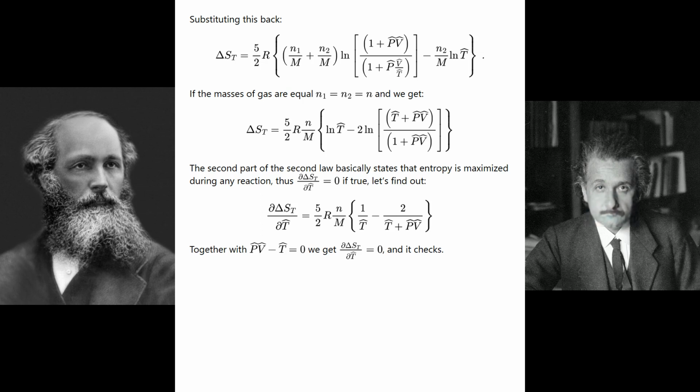See the next equation. The second part of the second law basically states that entropy is maximized during any reaction, thus the partial derivative of delta S with respect to T equals 0 if true. Let's find out. See the next equation. Together with PV minus T equals 0, we get the partial derivative of delta S with respect to T equals 0, and it checks.